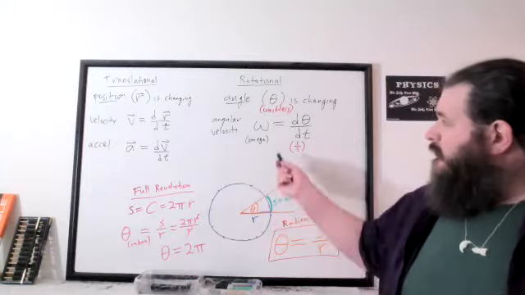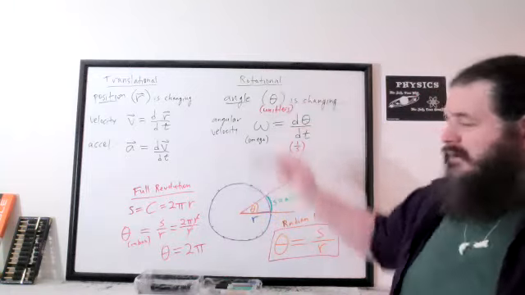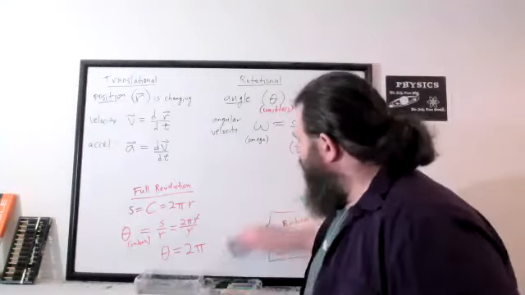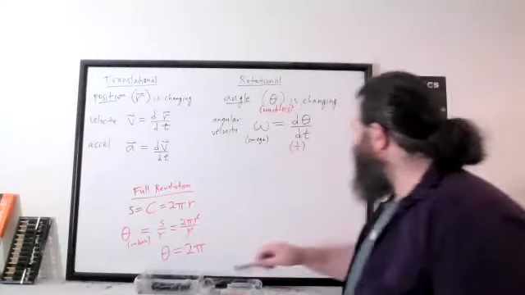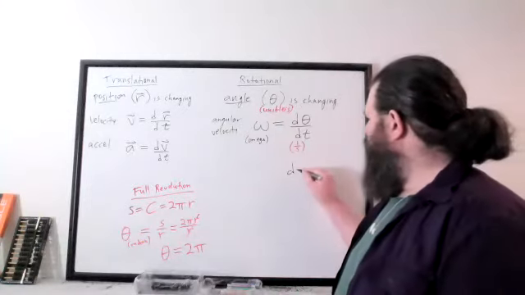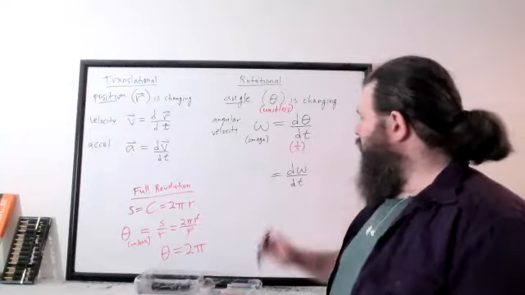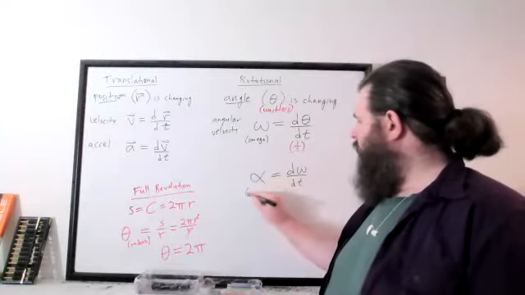We can take this a step further though. The idea that angular velocity is the derivative of angle. So we could take this one step further, take the derivative of angular velocity. And we call that the angular acceleration, usually written as the Greek letter alpha.